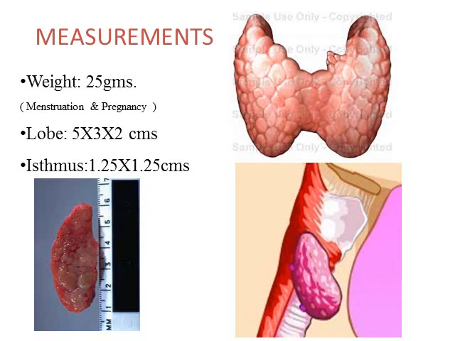Then if you come to the measurements, the dimensions of that gland, on an average it weighs 25 grams. The length of each lobe is about 5 centimeters. On an average, the transverse width is about 3 centimeters, and the anteroposterior width is 2 centimeters. The upper end is narrow, the lower end is broad. In pregnancy and menstruation time, the size and the weight may increase a little bit.